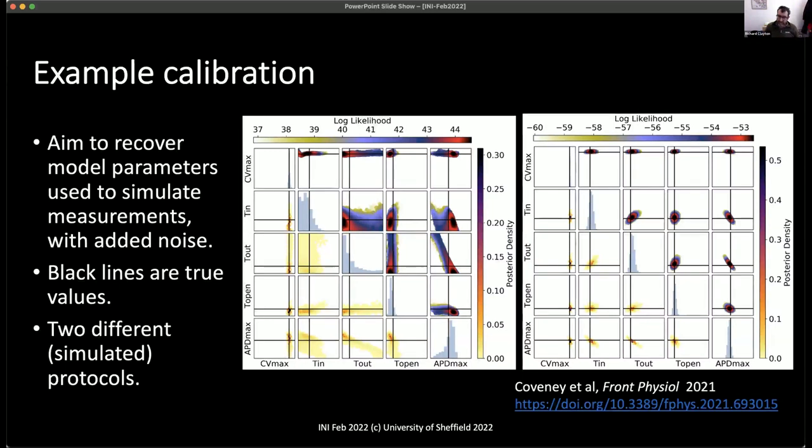In each case, the black lines are the true parameter value, and we've got two plots here. And what we've done here is to look at 2 different protocols that we might be able to apply in the clinical setting, and to see which produces the tightest distribution on our parameters. And the answer is the right-hand one. But what I'm highlighting here is that we can use this as a tool to evaluate different approaches that we can use in experiments.